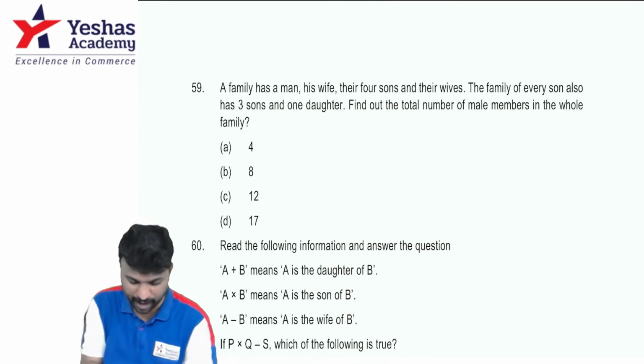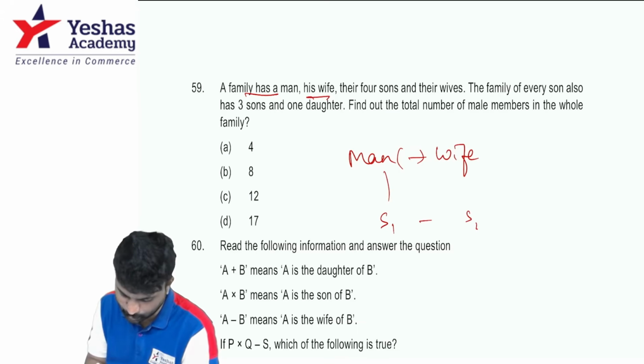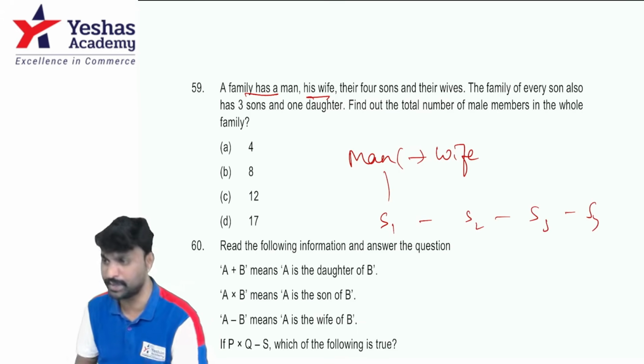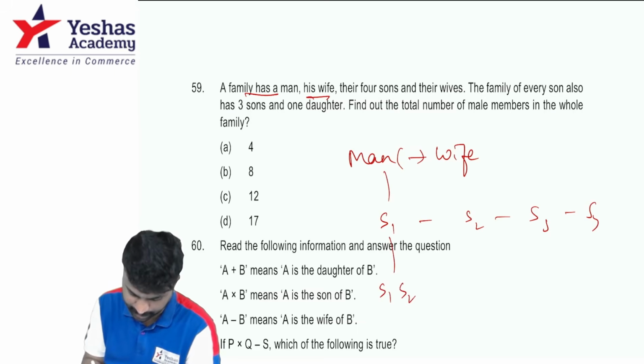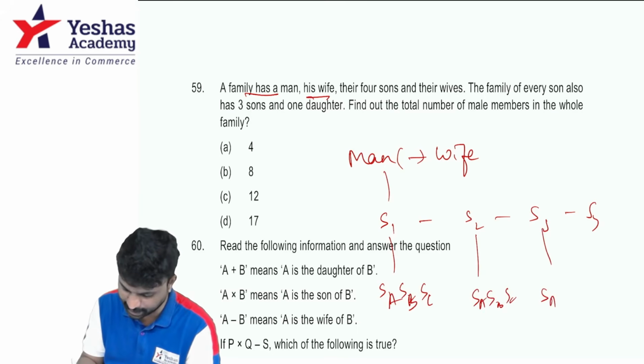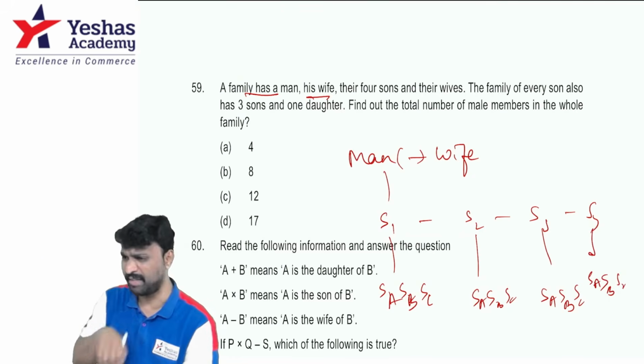59th question. A family has a man and his wife, and these people have got four sons: son 1, son 2, son 3, and son 4. The four siblings, obviously sons, and each son has got three sons: SA, SB, SC. Again three sons: SA, SB, SC, and obviously one daughter. I've just marked sons only.